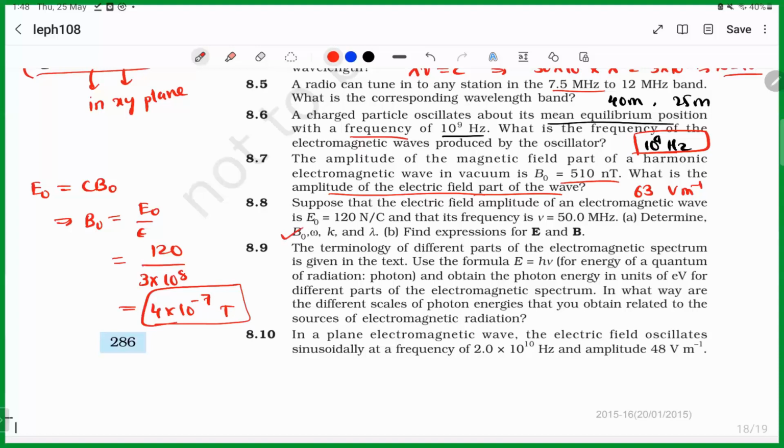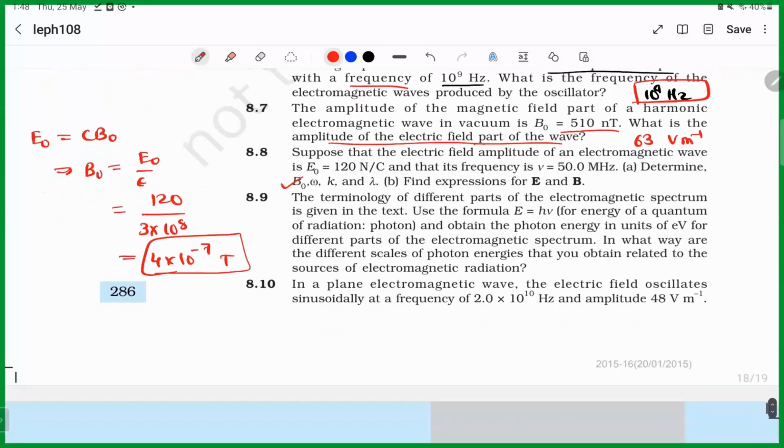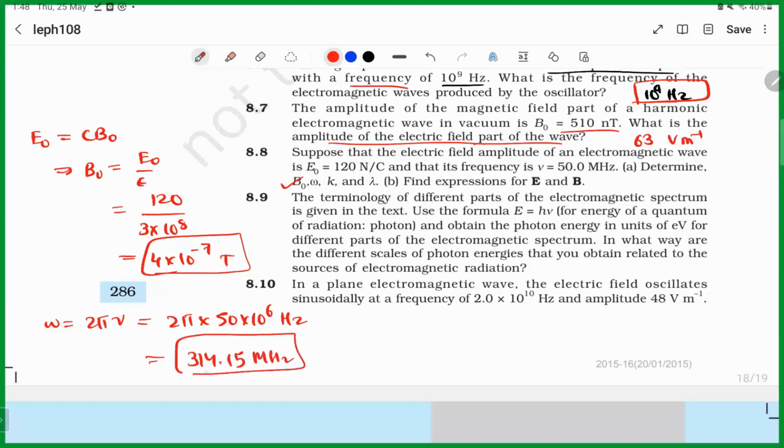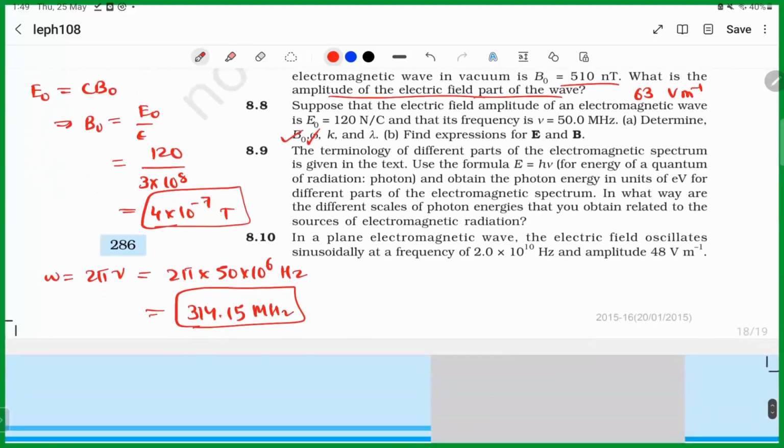So that's done. Now omega. Omega is 2 pi nu, 2 pi into 50 into 10 to the power 6 hertz, which is 314.15 megahertz. That's also done. Now, what is k? Now, the speed of light, we've already covered this, is omega by k. Which means k is equal to omega by c, which is 314.15 megahertz by 3 into 10 to the power 8. So, this is just pi.